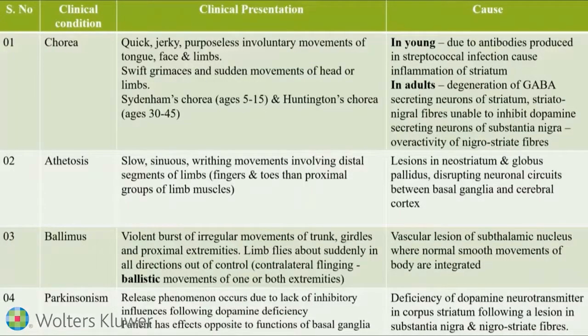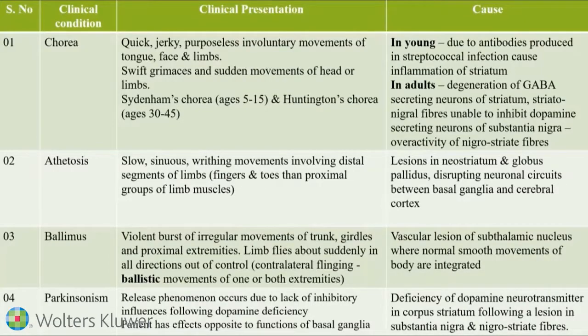Just to compare and contrast the clinical conditions which can occur if basal ganglia is affected in various conditions. We have the clinical condition, the clinical presentation in a patient, and the cause for it. Chorea: quick, jerky, purposeless, involuntary movements of tongue, face, and limbs. Swift grimaces and sudden movements of head or limbs. The expressions on the face keep on changing, and the patient shows sudden movements of head or limbs.